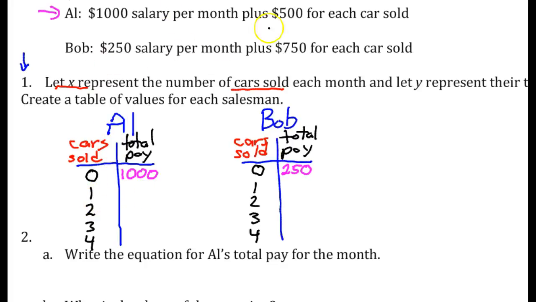So Al makes $500 per car. So how much will he make if he sells one car? Okay, so he has the $1,000 he gets anyway, but then the $500 from selling the car. So sell one car, you get $1,000 plus $500. And if you sell two cars, $2,000. And three cars, $2,500. Four cars goes up to $3,000. So you can see, since each car you get $500, it's going up by $500. So you can see how it goes up.